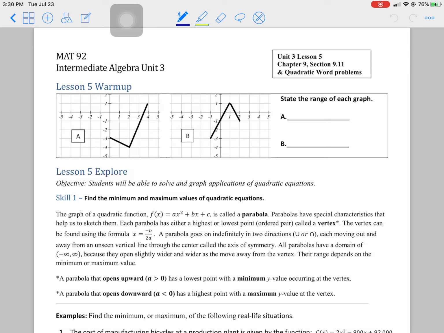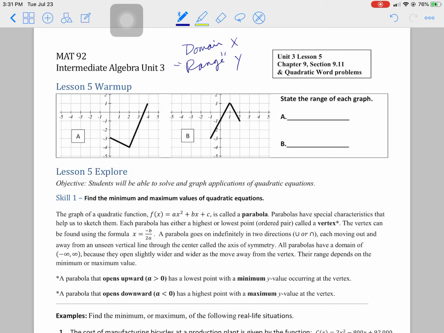All right, so the warm-up says state the range of each graph. Remember the domain and range of a line on the graph. The range is relevant to this section. So what does the range have to do with? Domain is really the range of the x values. So the range is, in this case, specifically about the y values.